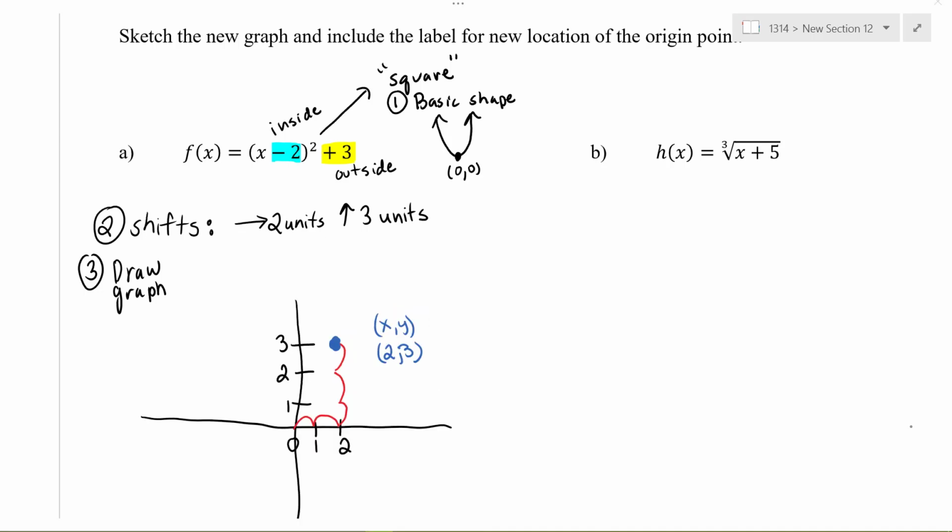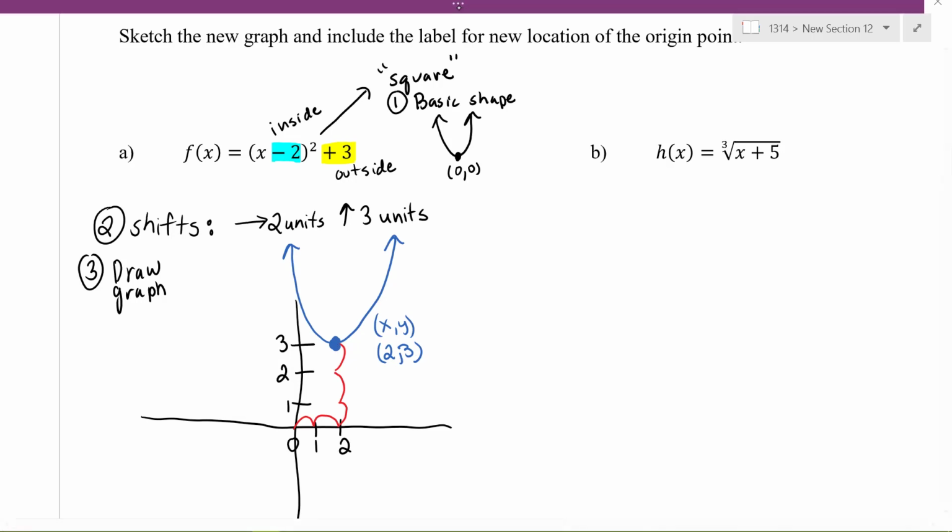Okay, after we've shifted that origin point and we have labeled it, then we're going to draw in our basic shape from there. So we're going to curve up and to the right, and we're going to curve up and to the left. So we should have that square function shape with that point at the very bottom, but now it has a new label of 2, 3.